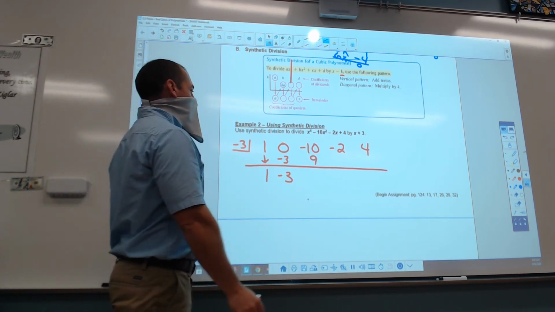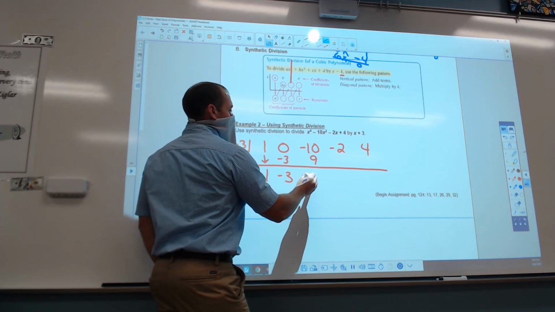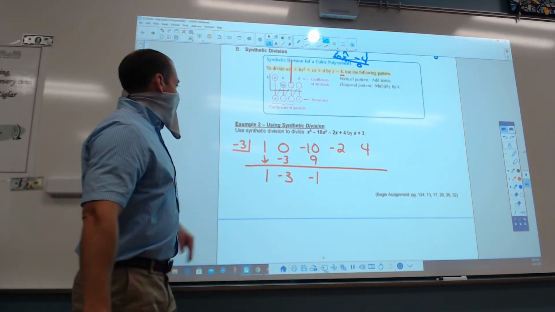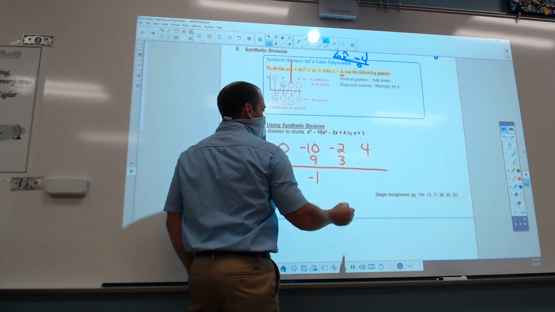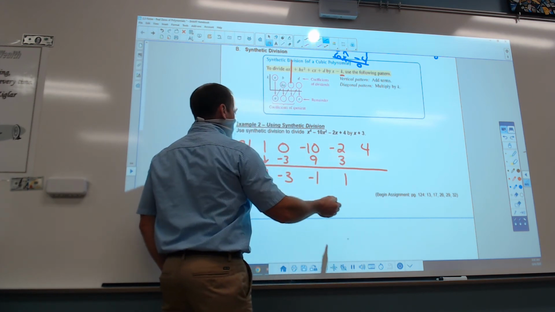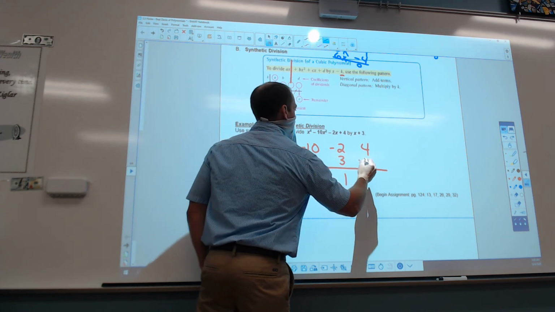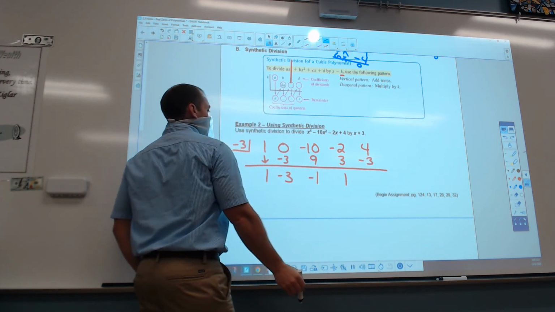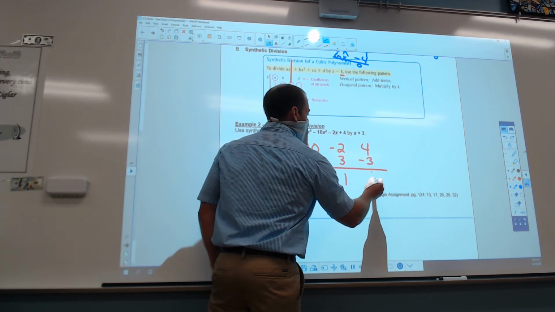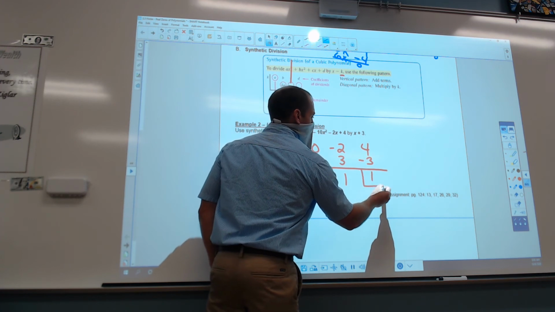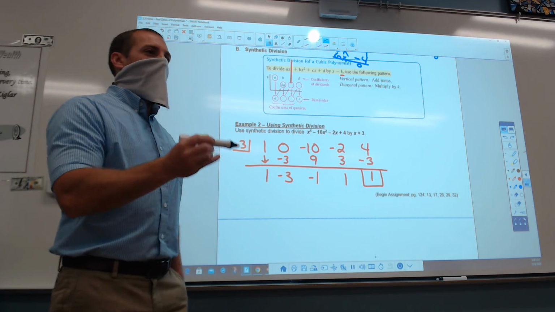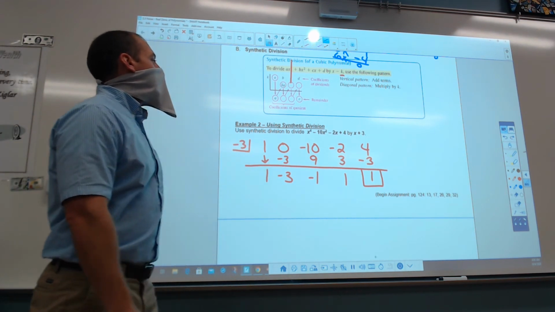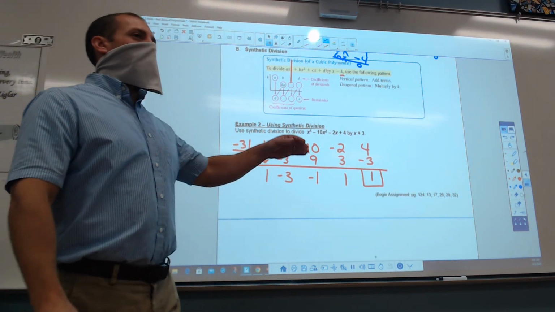Do whatever the signs tell you to do. I got a negative 10 and a 9 gives me what? Negative 1. Take negative 3 times negative 1. 3. Negative 2 and 3 gives me 1. Negative 3 times 1 gives me negative 3. Doesn't go in evenly. Put a little box around this or something, because that is your what? That's your remainder. It did not go in evenly. Okay? But I still want you to interpret this.